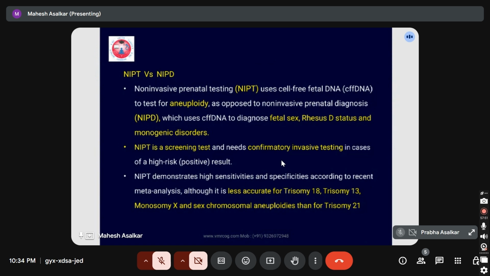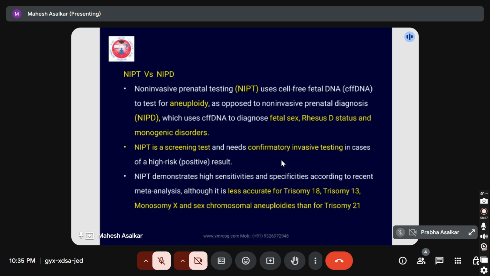These two terminologies you have to understand, because sometimes in part 2 they will ask you an SBA and whether to select the answer as NIPT or NIPD. Out of 10 or 12 options, you know that it is a non-invasive prenatal test, but whether it is called NIPT or whether to select NIPD.